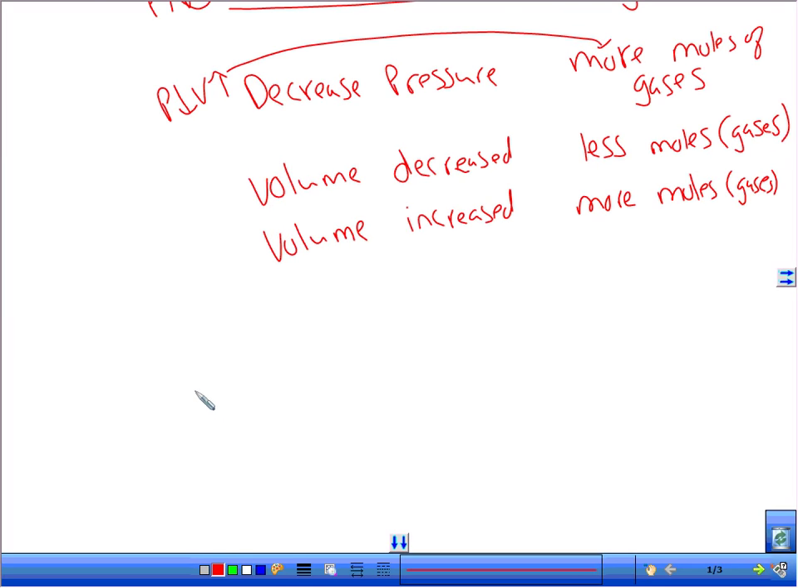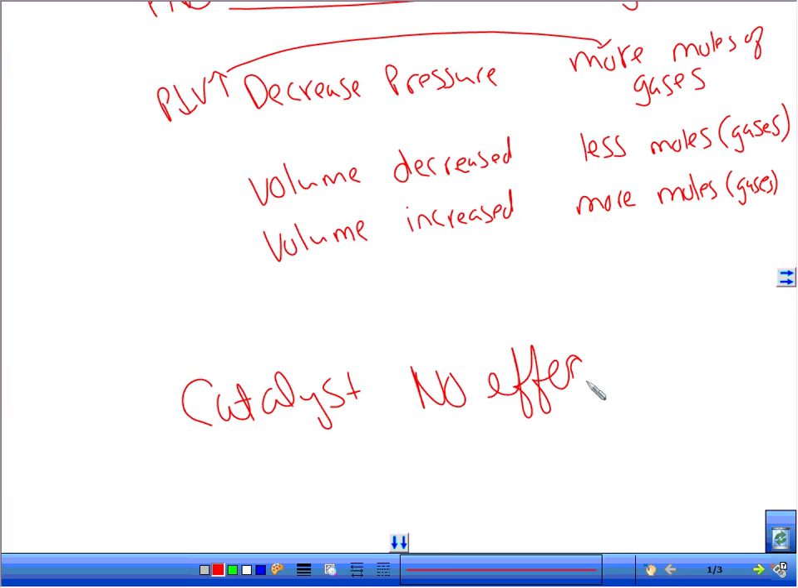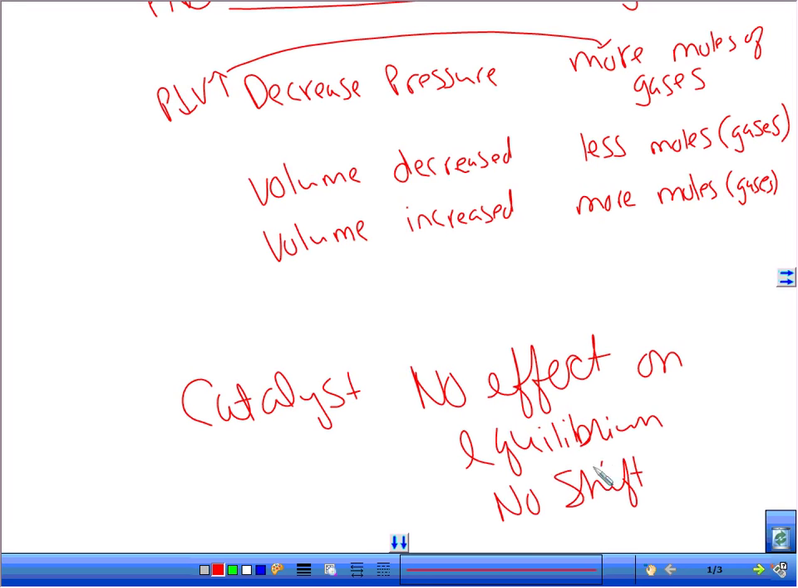And then the last bit is a catalyst. Putting a catalyst in gets the reaction to equilibrium faster, but it has no effect on the equilibrium. It gets there faster, but it still just gets to equilibrium, and so we say that it causes no shift. The catalyst causes no shift. So it doesn't change the K, it doesn't shift the equilibrium. All it does is get us to equilibrium faster. But then we're at equilibrium and we stay there.